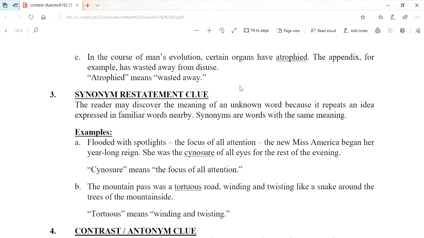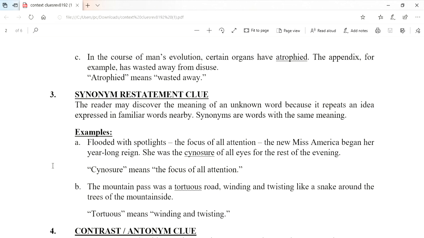So we're looking at an example of that. Flooded with the spotlight, the focus of all attention, the new Miss America began her year-long reign. She was the cynosure of all eyes for the rest of the evening.